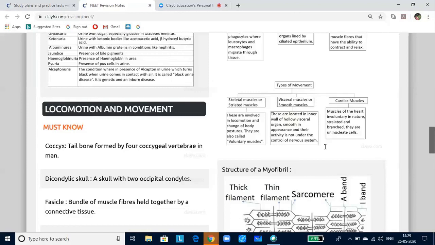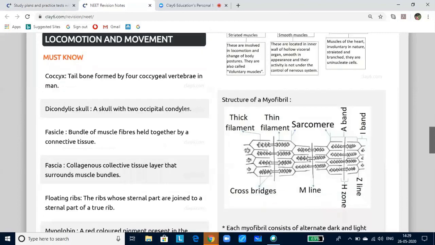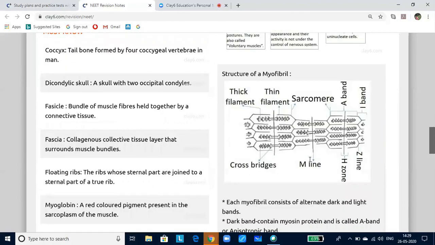Now, an intercalated disc or zigzag junction occurs in between the two fibers. These fibers are covered by sarcolemma and they are somewhat branched. Cardiac muscles are fast-acting muscles and they contract under the involuntary autonomic control. Now, let us look at the structure of a myofibril.